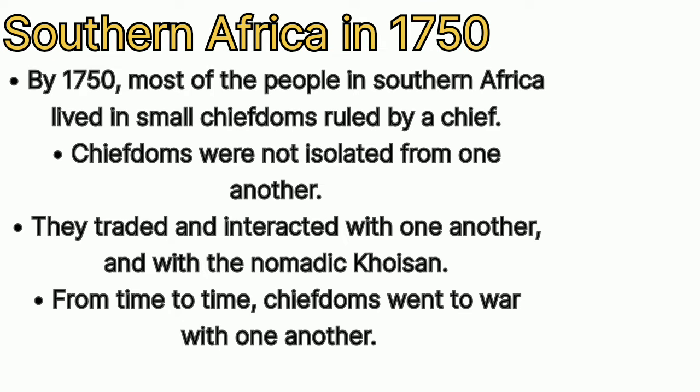Southern Africa in 1750. By 1750, most of the people in Southern Africa lived in small chiefdoms ruled by a chief. Chiefdoms were not isolated from one another. They traded and interacted with one another and with the nomadic Khoisan. From time to time, chiefdoms went to war with one another.